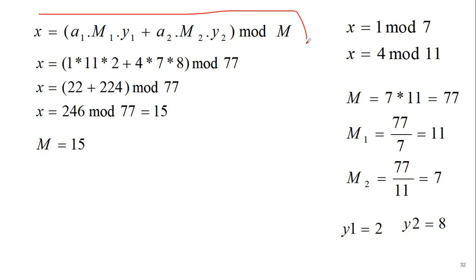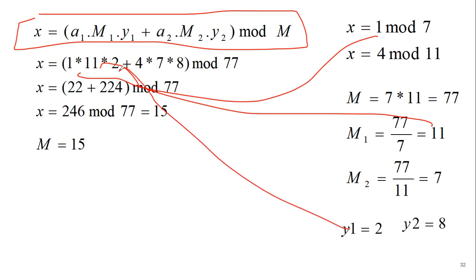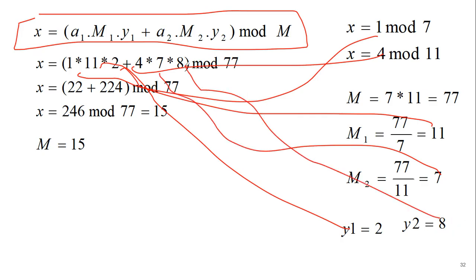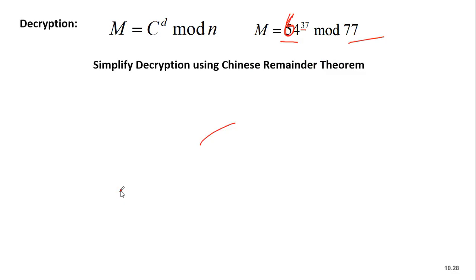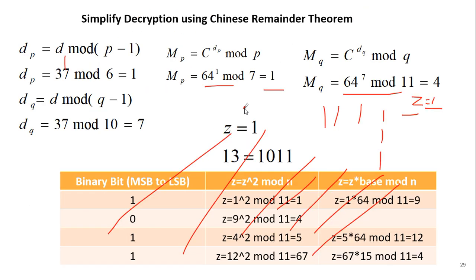This is the final Chinese remainder equation to get the value of x. Then we calculate M1 and the inverse for the first term, and for the second, 4, 7, and this y2 is equal to 8. When we take the sum, we get the answer as 15. Thus in this way we again get the original text, which is 15. In this way RSA encryption and decryption is performed.